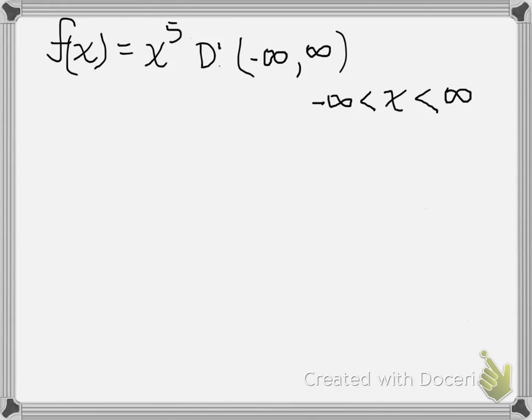Now our range, let's find our range. Are there any restrictions on what our range is? Basically our y, right? Our function of x, which is y. If I have an odd power, that means I could have a negative value in there and a positive value in there, depending on what I plug in. So really, there's no restrictions again. Our range of our function is again negative infinity to positive infinity.